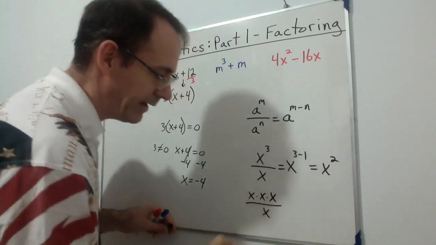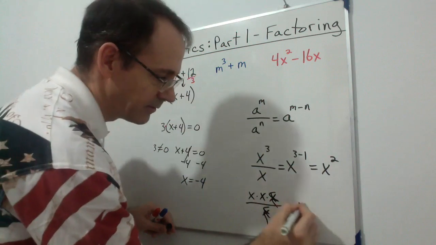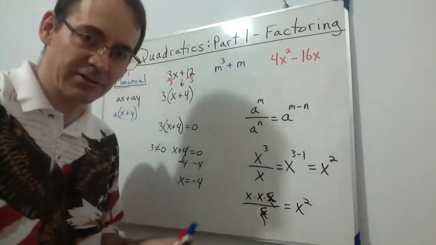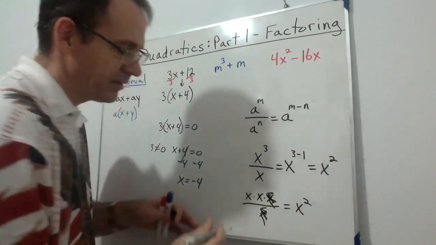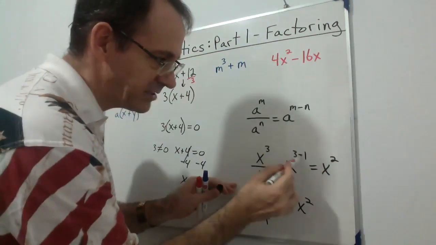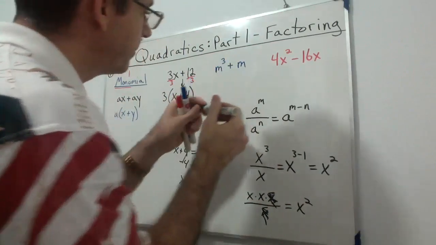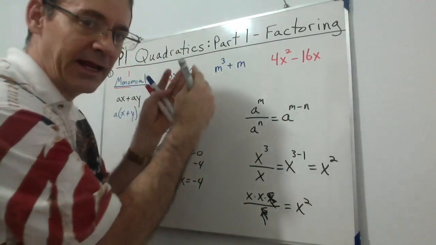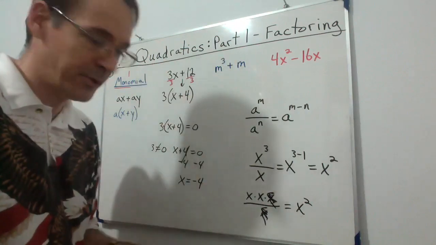You divide by 1x, well, that cancels one of them out, and you're left with 2 factors of x, or x squared. So however you want to look at it, the bottom line is with exponents, it's subtraction. So that's what I mean by you're looking for a variable that you can subtract out of the exponents.